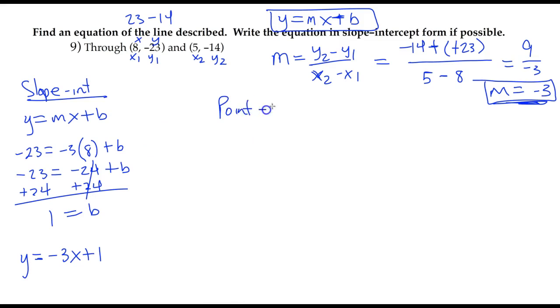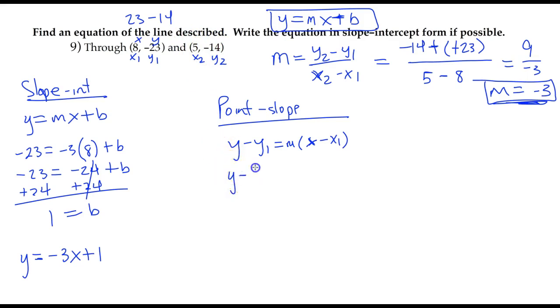Now, if we use point-slope form to get the same answer, then we use this form of an equation of a line. And what we do is we plug in what y1 is, what m is, and what x1 is. And we just solve for y. So I'm going to use a different point for this one. I'm going to use the point (5, -14).